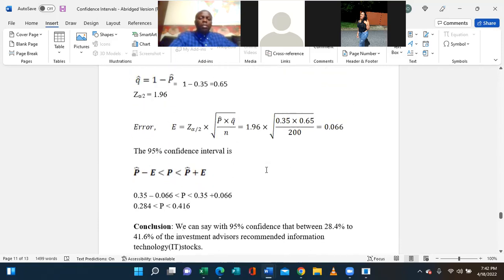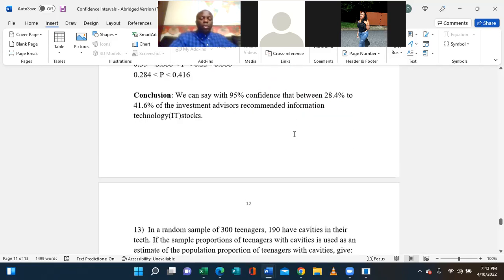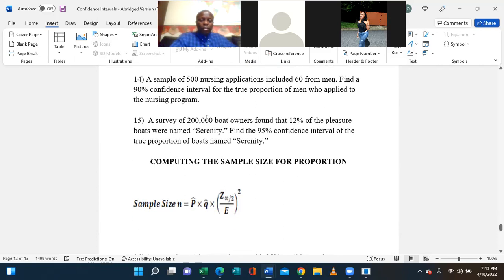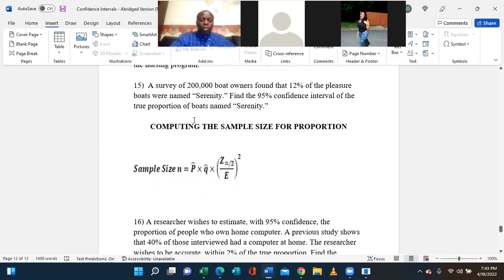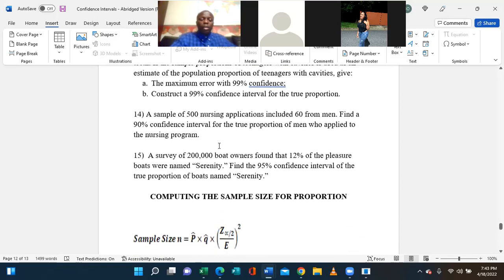So sometimes they may not give you the 70 and the N, the x and n. Instead, they'll give you the proportion as a percentage value, and they want you to use that to estimate the true proportion. Look at this question here, number 15. The other two, 1 and 2, you can try as practice at home. Look at this one here.